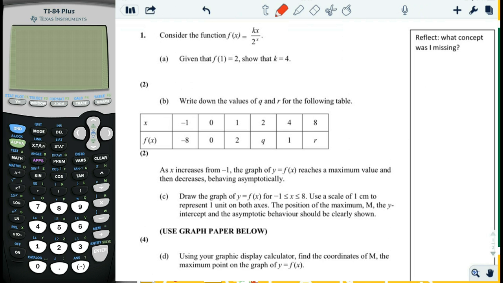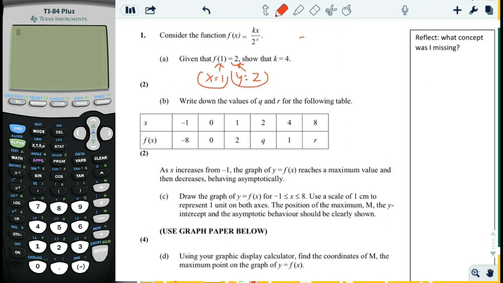So just remember that in function notation, if you put a 1 inside the parentheses, that means that x equals 1. And if you put a 2 equal to the function, then that means y equals 2. Okay, so if you know that x equals 1 and y equals 2, then figure out what k is.